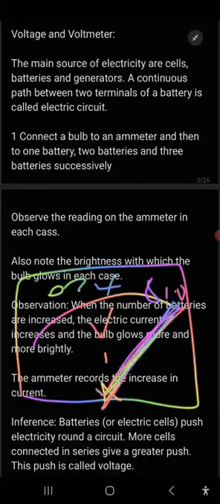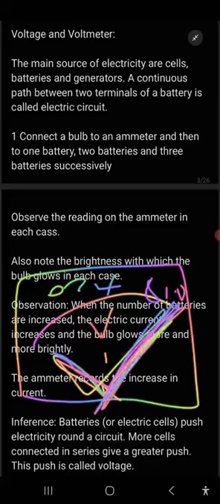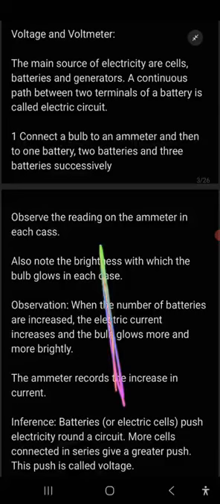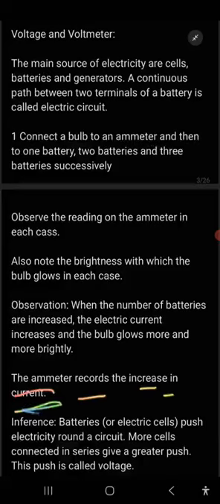Okay. If the battery is 1.5 voltage, three batteries will lead to about 10 voltage. If it is one, it will lead to like, I don't know, 4 or something. Yeah, I'm not going to calculate, I'm very bad at it. The 2 probably means 1.5. The ammeter records the increase in current. Yeah, I just told you that.